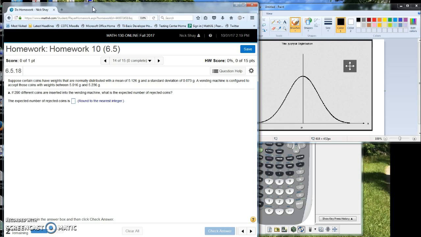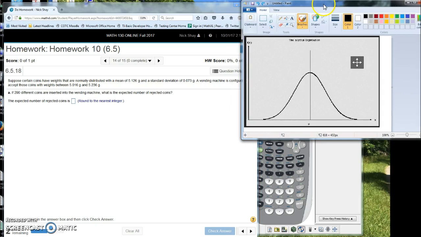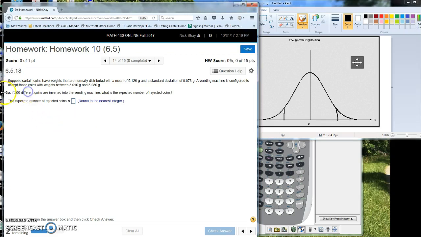So what does that mean? We have a standard normal distribution like this, right? And anything that's above 5.016 and also below a value of 5.236, those ones are going to be accepted and all the other ones are going to be rejected. So it says if 290 coins are inserted into a vending machine, what is the expected number of rejected coins?